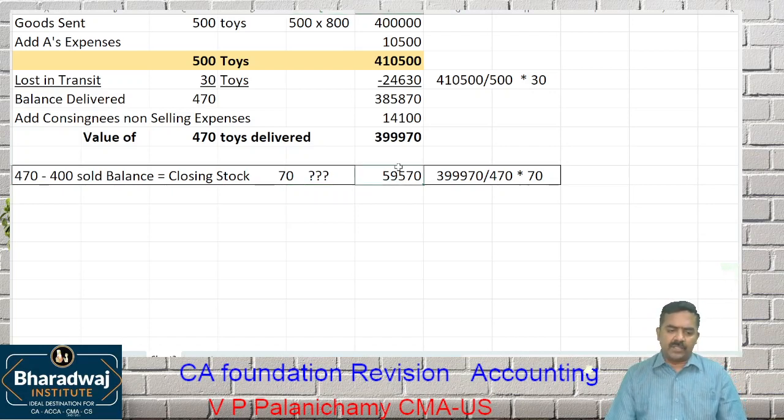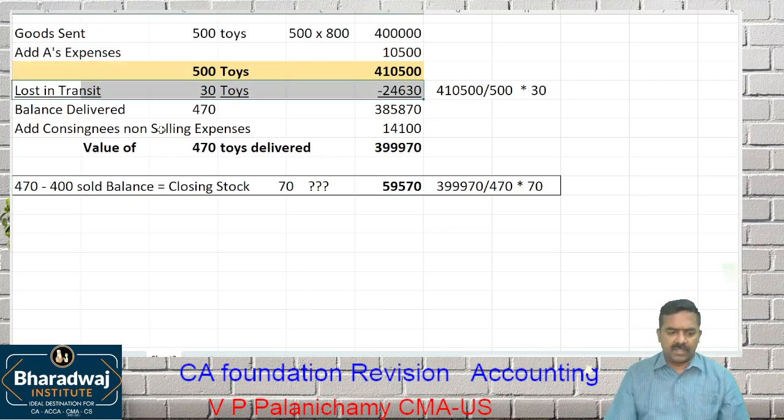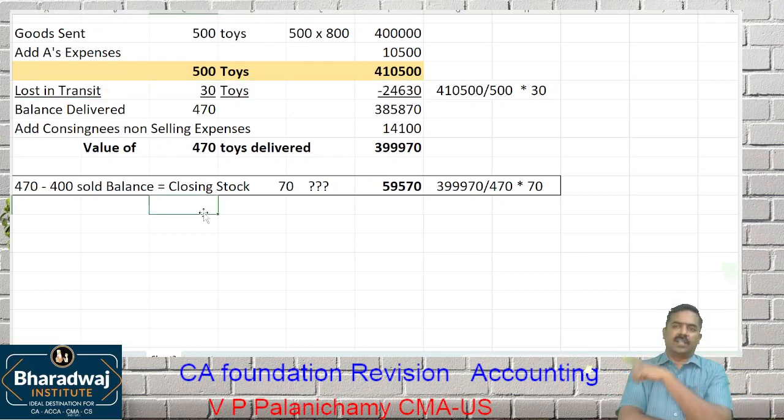So two things we valued in this: what is lost in transit, and the value of the stock in the consignee's godown. Take up this. Any doubt in it? Suppose the loss happened in the godown of the consignee, what would you do? We will not value it here. We will add the consignee's expenses also, then value that. Here the loss happened in transit.